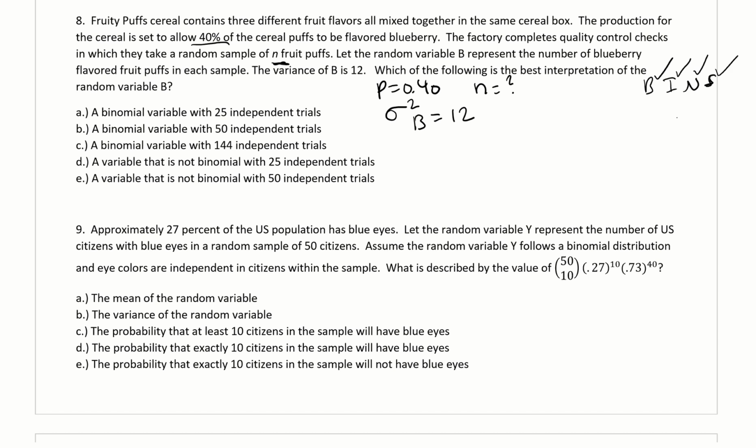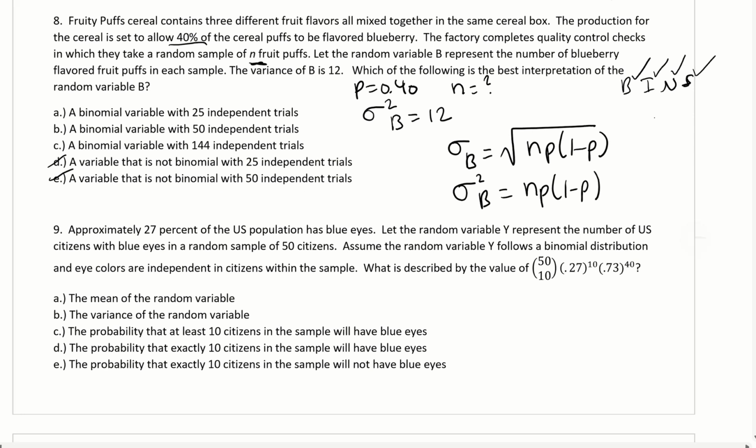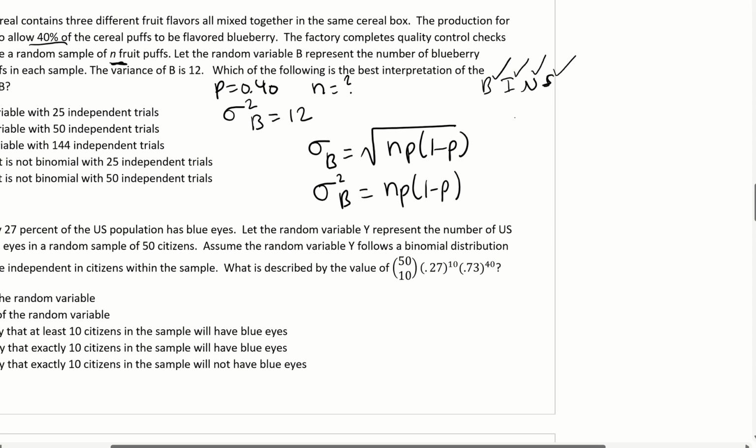All right, so let's figure out what n is, though, because we don't actually know how many independent trials we have. So that eliminates D and E, so it has to be A through C. Now, we know that to calculate the standard deviation, we take the square root of np times 1 minus p, right? And so that means that the variance is equal to np times 1 minus p. All right, and so what we want to do is we know that the variance is 12, right? So we just plug in 12 there.